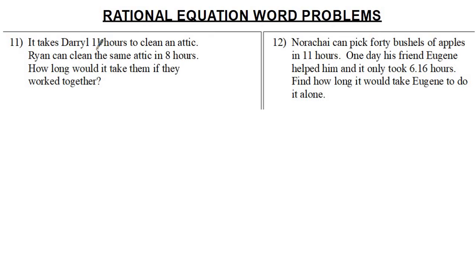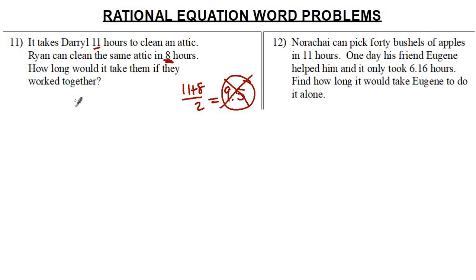A lot of people would try to average it and say, well, the average of 11 and 8, if we just add those and divide by 2, that would be 9.5. This answer doesn't make sense, and I'll tell you why. If Ryan can clean the attic in 8 hours, it should stand to reason that if he has someone else helping him, it's going to be faster than 8 hours. If it only takes him 8 hours alone, then if you add other people, he's going to get it done faster. 9.5 is not faster than 8.